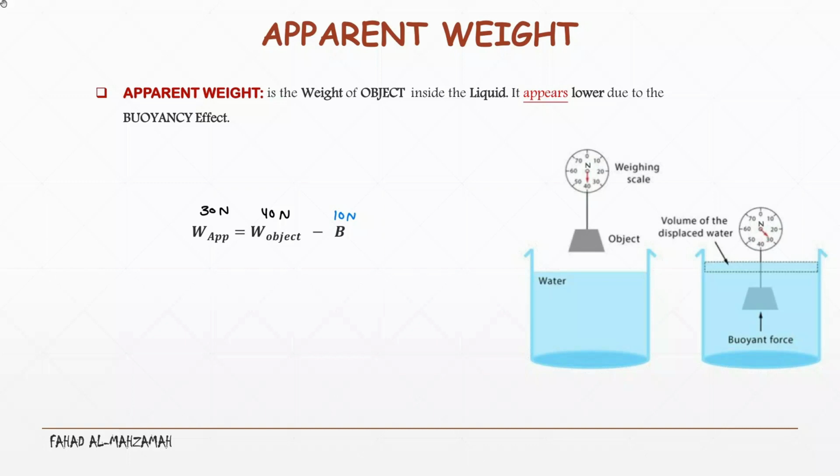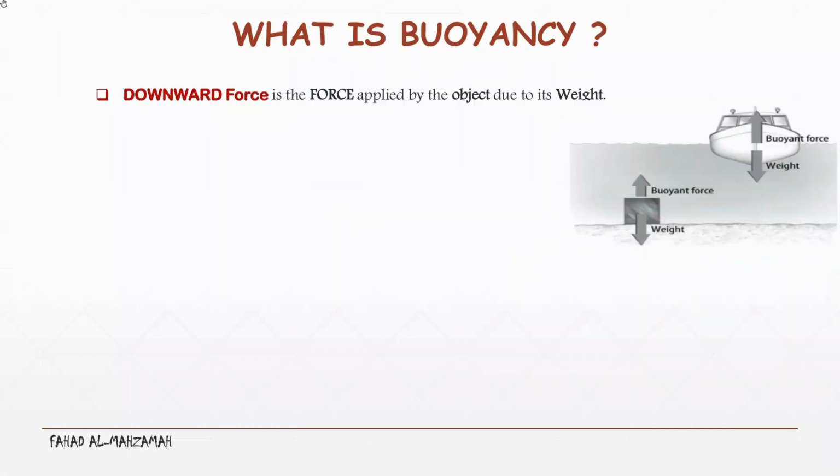Now one question. We have ended the buoyancy, but one question before going to the next example and exercise. We said that we have two acting forces for the object inside the liquid. Let me go back to the picture here. So here we have two acting forces for any object inside the liquid.